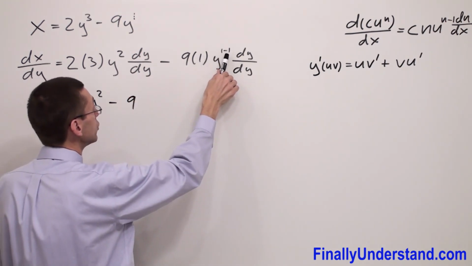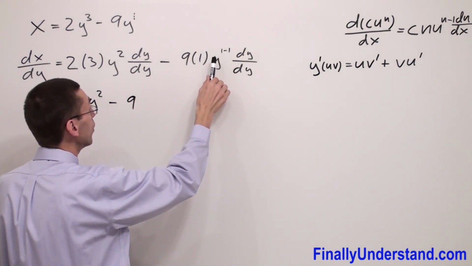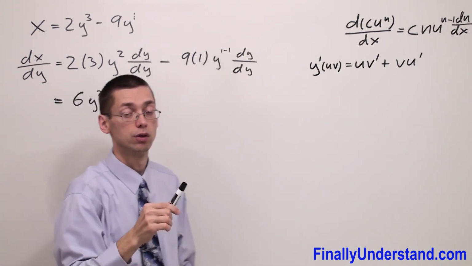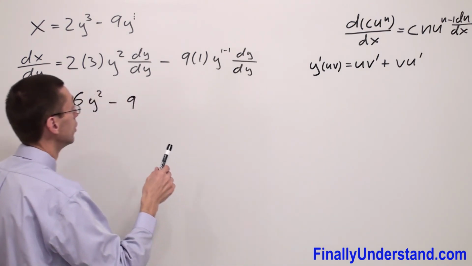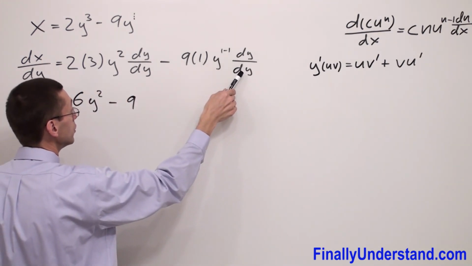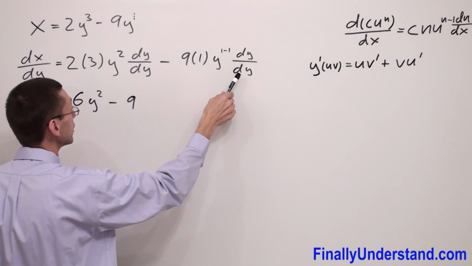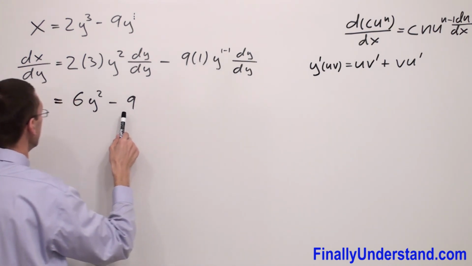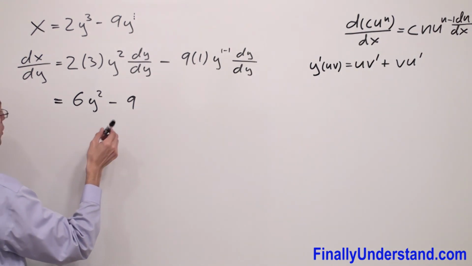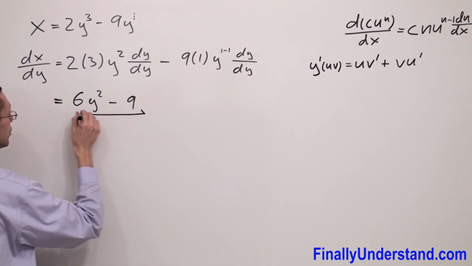1 minus 1 is going to give me 0. This is y raised to power 0. Y raised to power 0 is equal to 1 if y is different than 0. And dy over dy is also equal to 1. So 9 times 1 times 1 times 1 is equal to 9. Okay, so this is the solution to my problem.